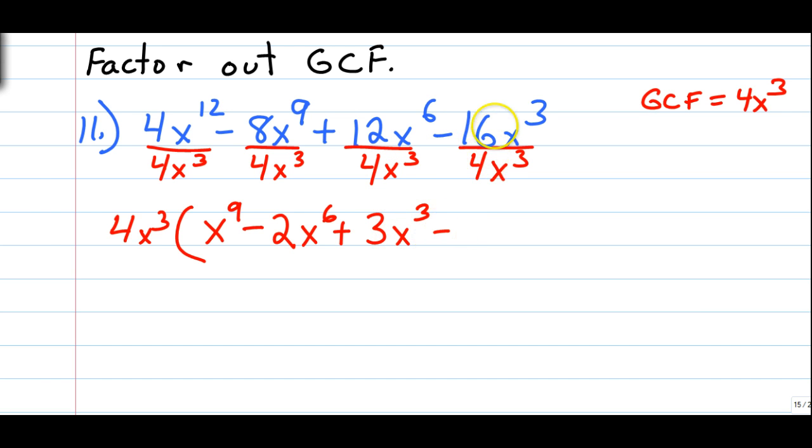Then lastly, 4 divided into 16 creates a 4. X to the 3rd divided by x to the 3rd. 3 minus 3 is 0. If you remember the rule with your monomials, anything raised to the 0 power is equal to 1. So we end up with a 1 times a 4, which is still 4. They've simply canceled away.